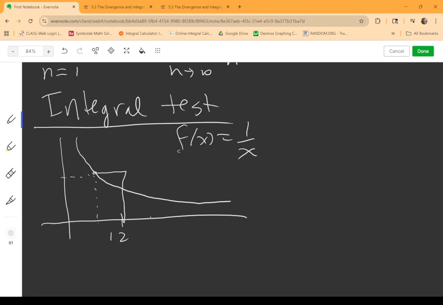If we go 1, 2, 3, 4, 5, 6. So here when x is 2, this is 1/2, 1/3, 1/4, and 1/5. So the area is 1. Again, the x value gives the height, this is 2. That's 1 here.